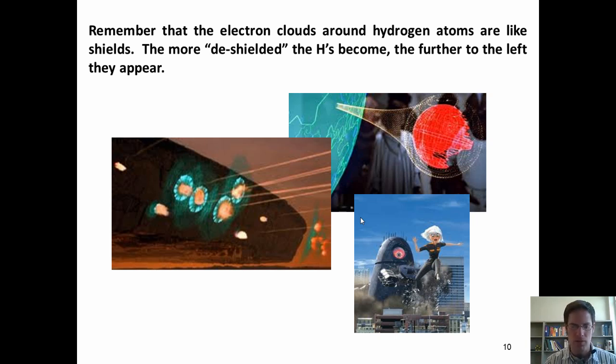These are some of the pictures of different things from movies that had electronic shields around them. If, for example, the Death Star right here were a hydrogen, then the more you removed its shield, the more positively charged it would become, and hence the further to the left or further downfield it would appear on a hydrogen NMR. Now you can see Admiral Akbar smiling here in the background.